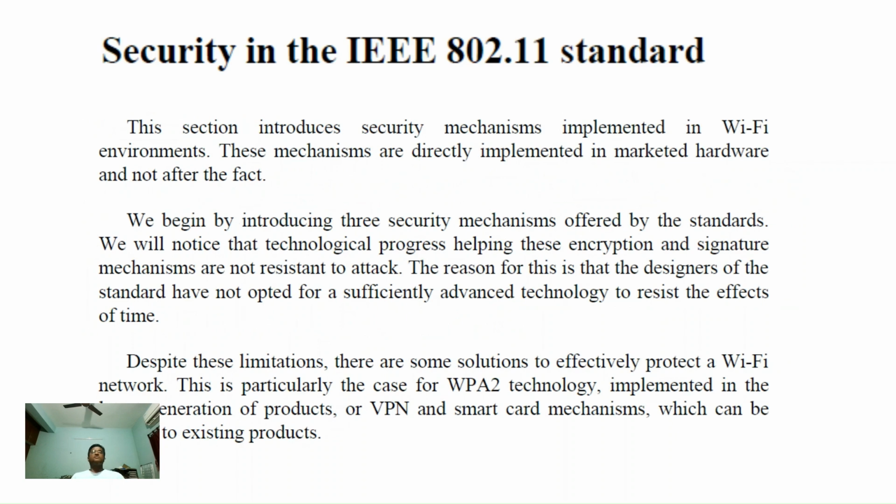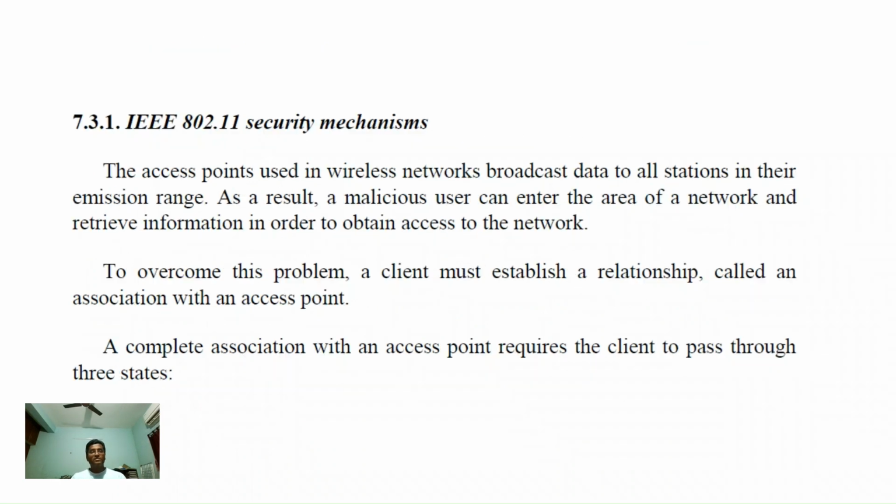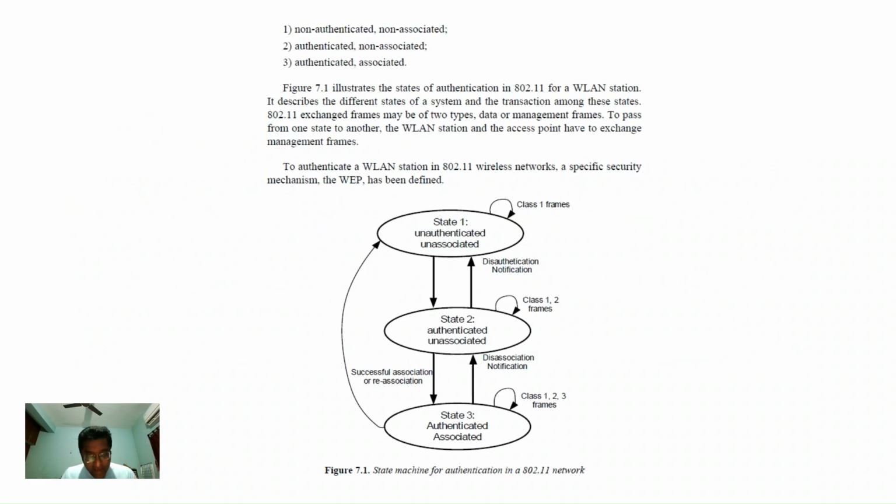And next comes the security in IEEE 802.11 standards, that is, the security implemented in Wi-Fi standards. How do we improve these security mechanisms? That is what we are going to see. As you could see, it goes ahead with three states: state one, state two, state three.